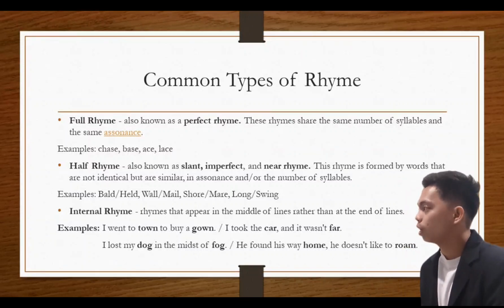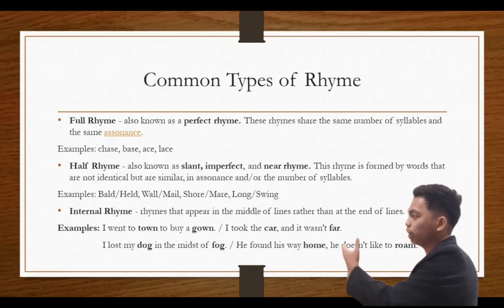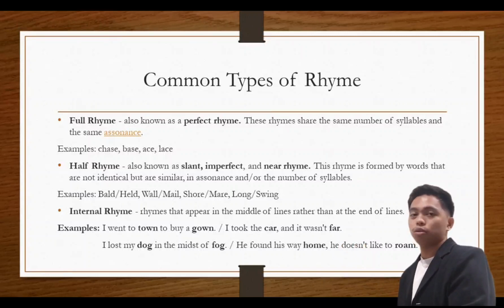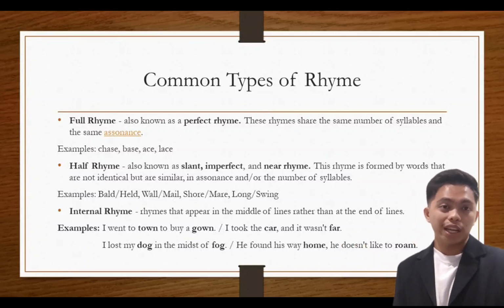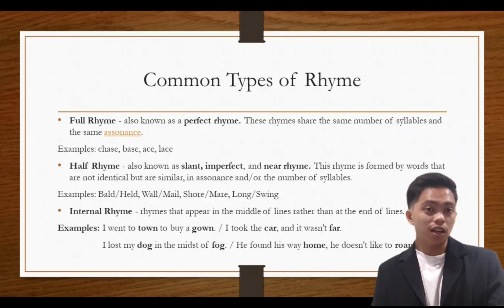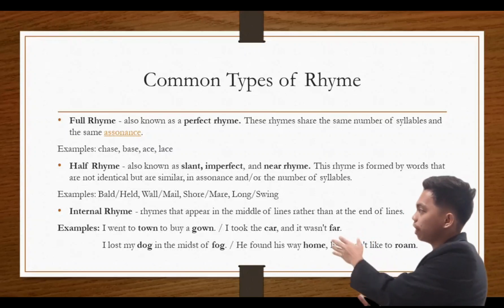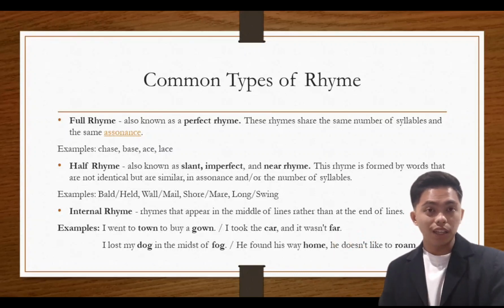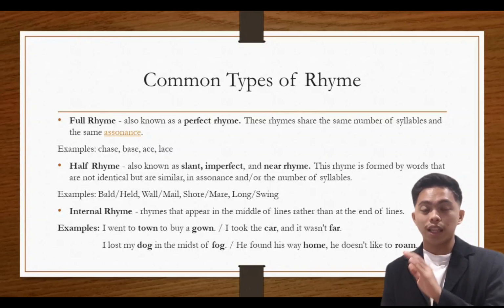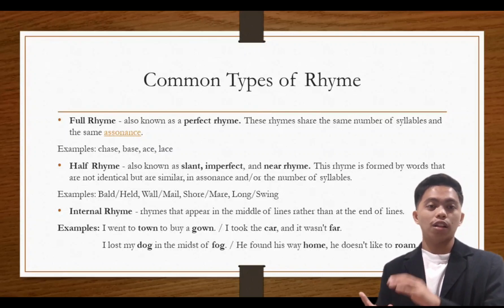If we look at the example given: I went to town to buy a gown. I took the car, it wasn't far. The word that rhymes with gown is the word town, and the word that rhymes with far is the word car. If we observe carefully, we will see that those words appear in the middle of the lines instead of at the end of the sentence or the lines. So that is what internal rhymes are.